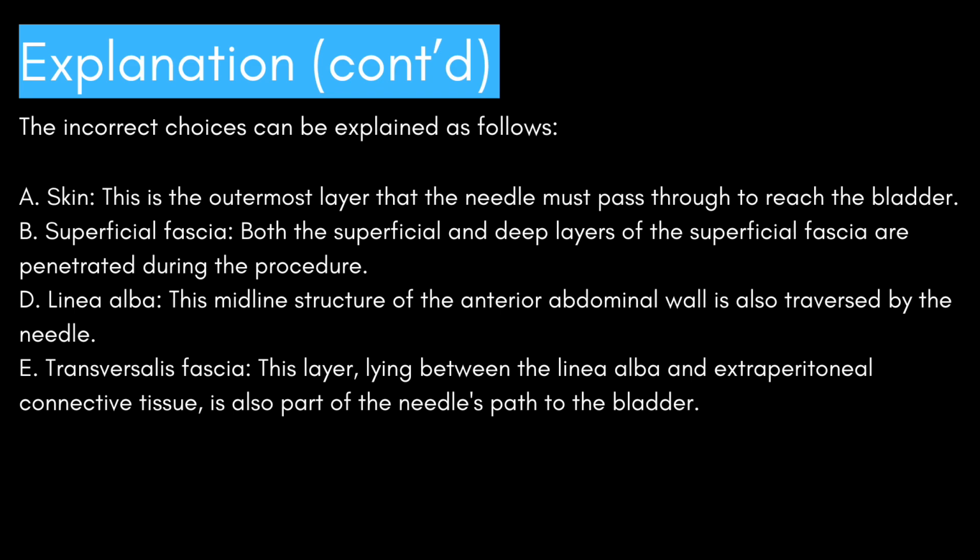E, transversalis fascia. This layer, lying between the linea alba and extraperitoneal connective tissue, is also part of the needle's path to the bladder. All right, now that we have covered this question, let's move on to look at the next question.